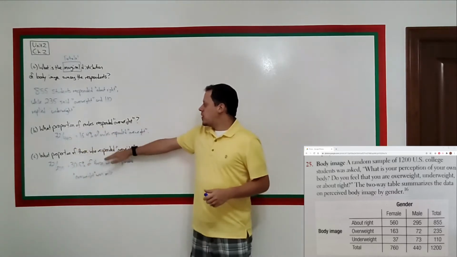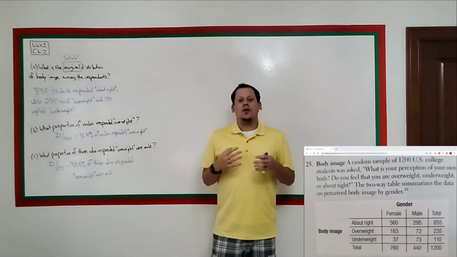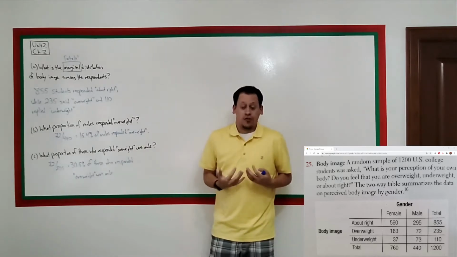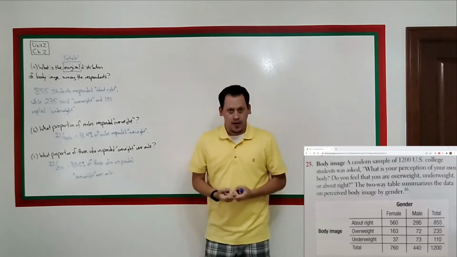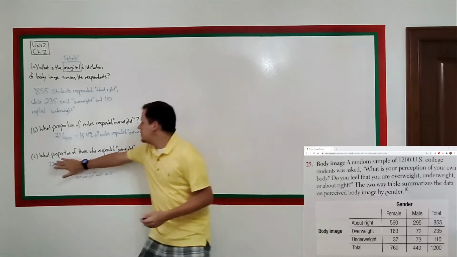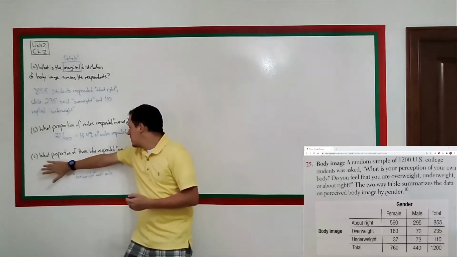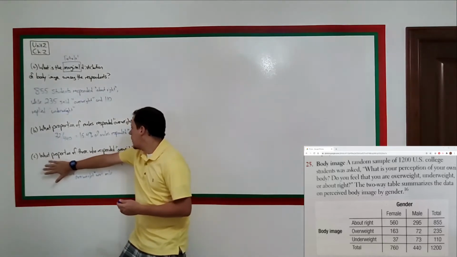So when you're being asked questions like B or C, what I actually usually do first is look at who is it we're talking about. So if I were given C and I didn't know what it was, what proportion of those who responded overweight were males?